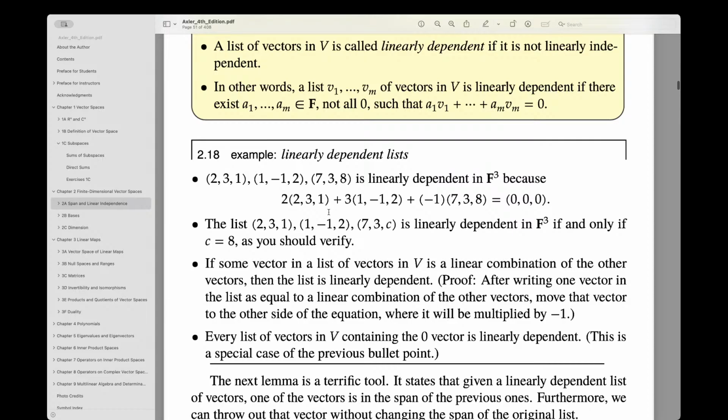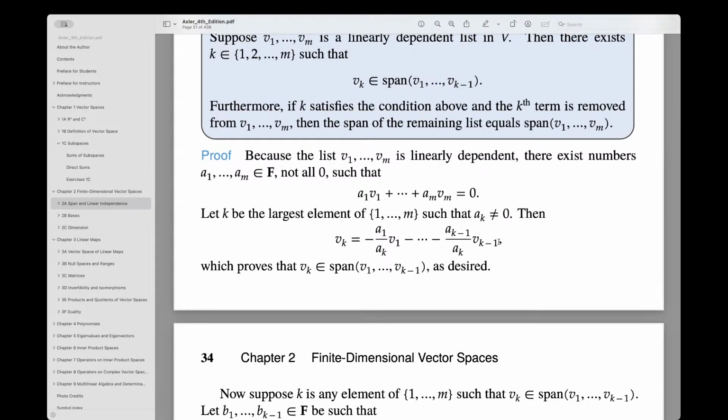So we just move that over to the other side of the equation, and on one side we have an equation for vk. This is why we required ak to not be 0: since we divided everything by it, we can't divide by 0. So this shows us that vk is in fact a linear combination of v1 through vk minus 1, and because it's a linear combination, that means it's in the span.